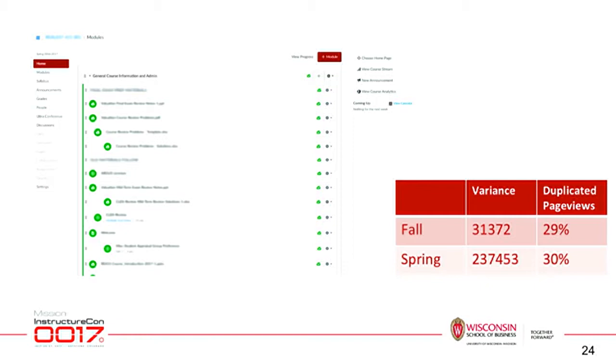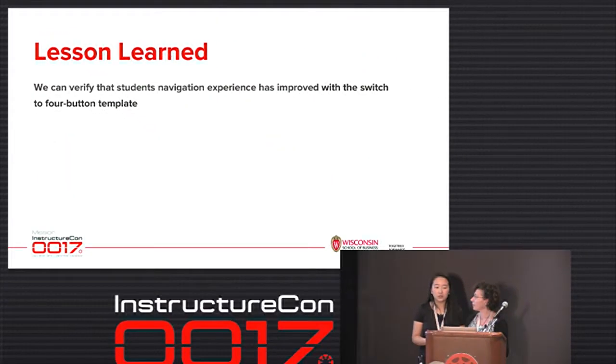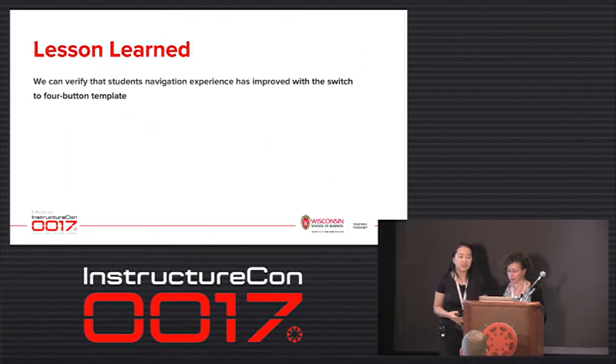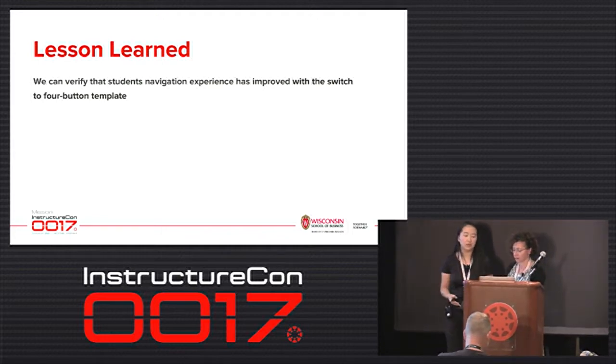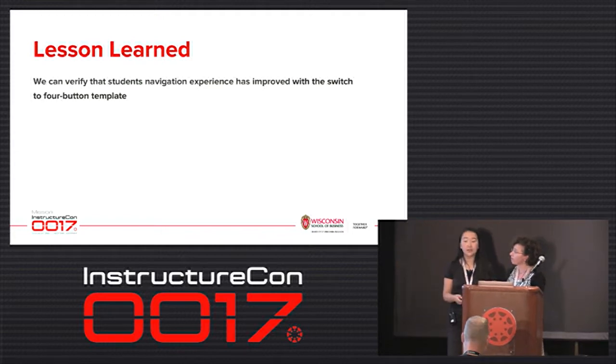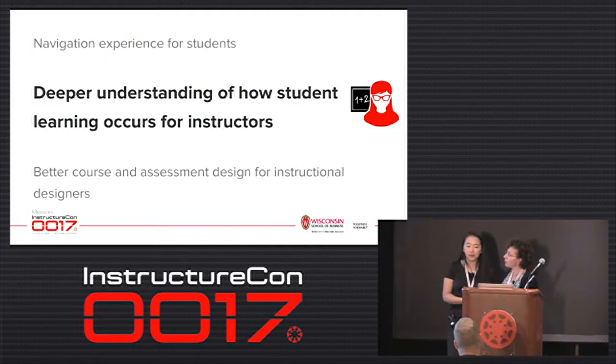So in this case, we see that the variance of the page views in the spring semester is a lot higher than that in the fall semester, which means that students are taking a lot wider range of clicks in the spring semester. We also see a slight increase in the duplicated page views. So what we learned here is that we can verify that student navigation experience improves when there are fewer buttons in the course. And the reverse is true as well.